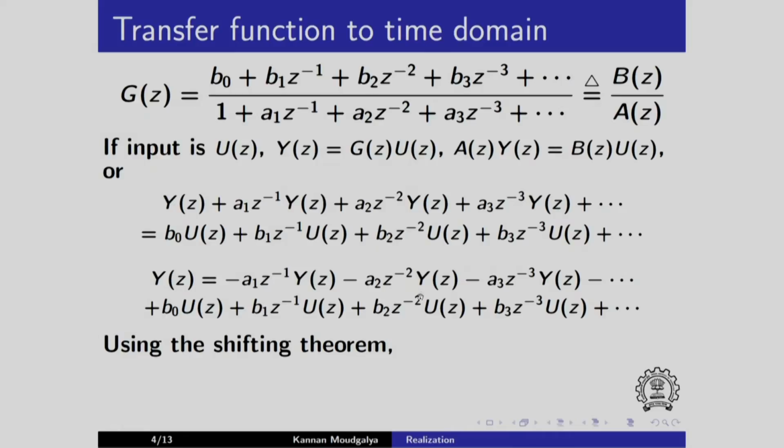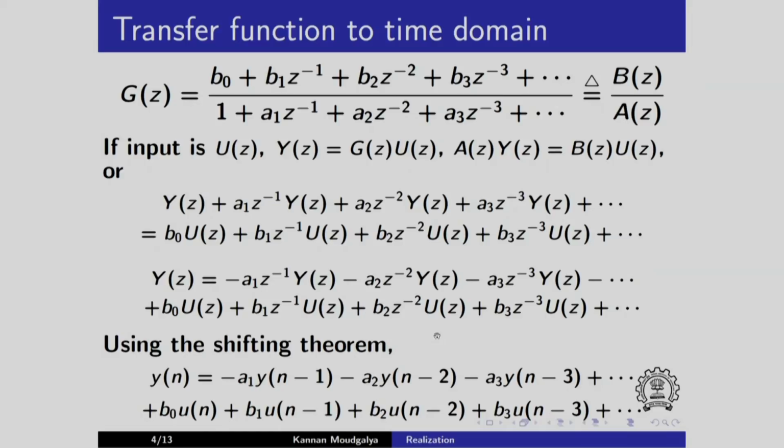Now let us use the shifting theorem. So this will become Y of n minus 1 because Z power minus 1, we have Z to the power minus 2 here. So this will become Y of n minus 2 and so on. So this corresponds to the Y terms. What about the U terms? Once again we will have the same thing, B0 into U of n, B1 into U of n minus 1, B2 into U of n minus 2 and so on. So we have this expression.